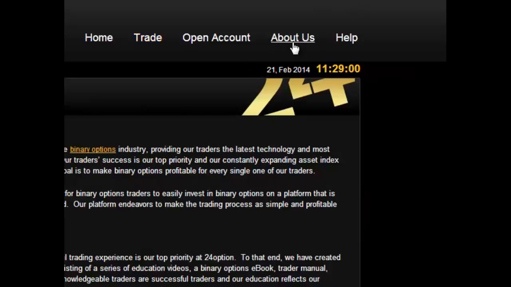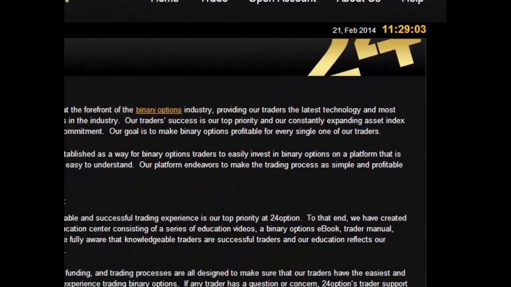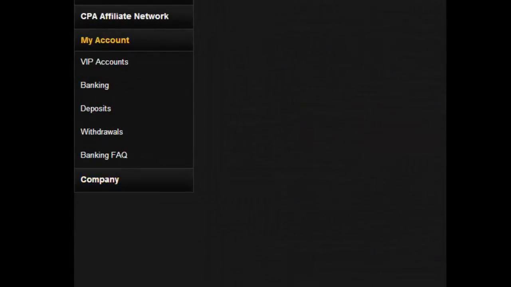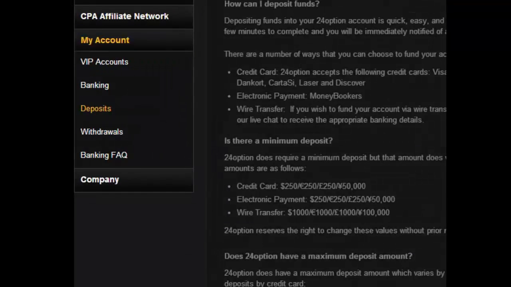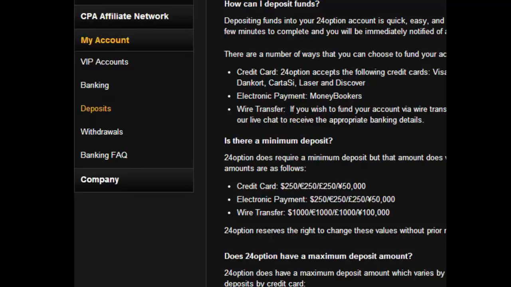If you click on the About Us tab and go to the My Account sub tab, it will give you a whole bunch of information about what they can offer you in terms of the account. What I looked at in particular was starting with deposits and the way you could make deposits, which are pretty standard for the industry. You can use credit cards to deposit. You can use Moneybookers or electronic payments, as well as wire transfers.